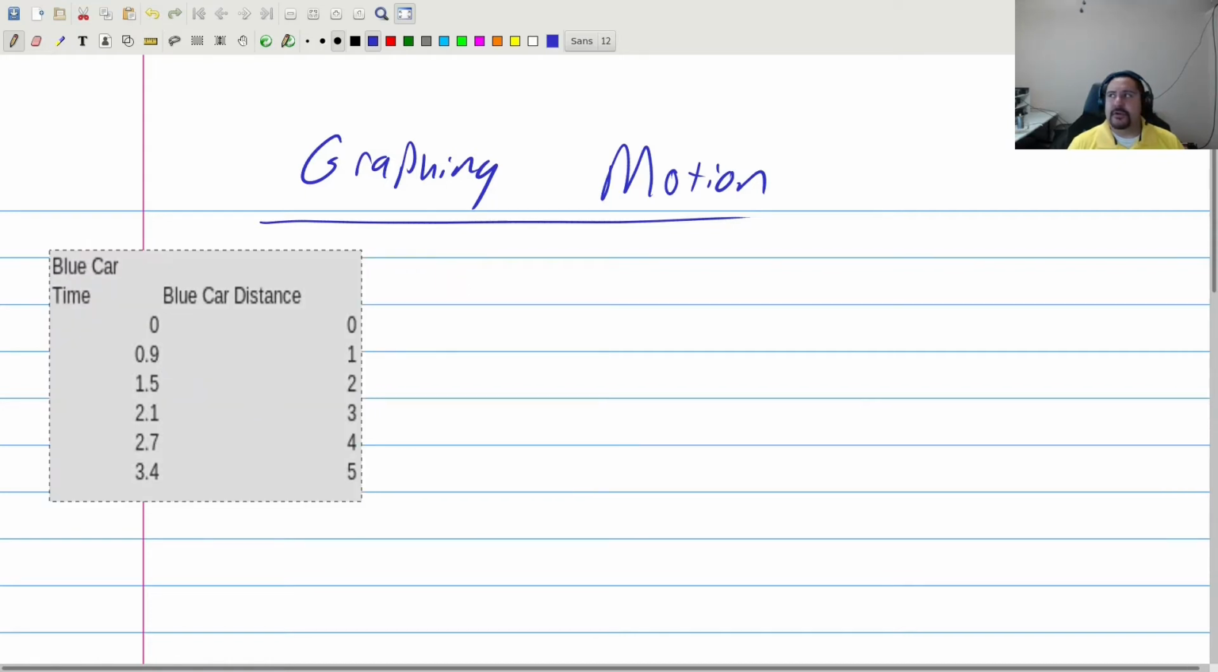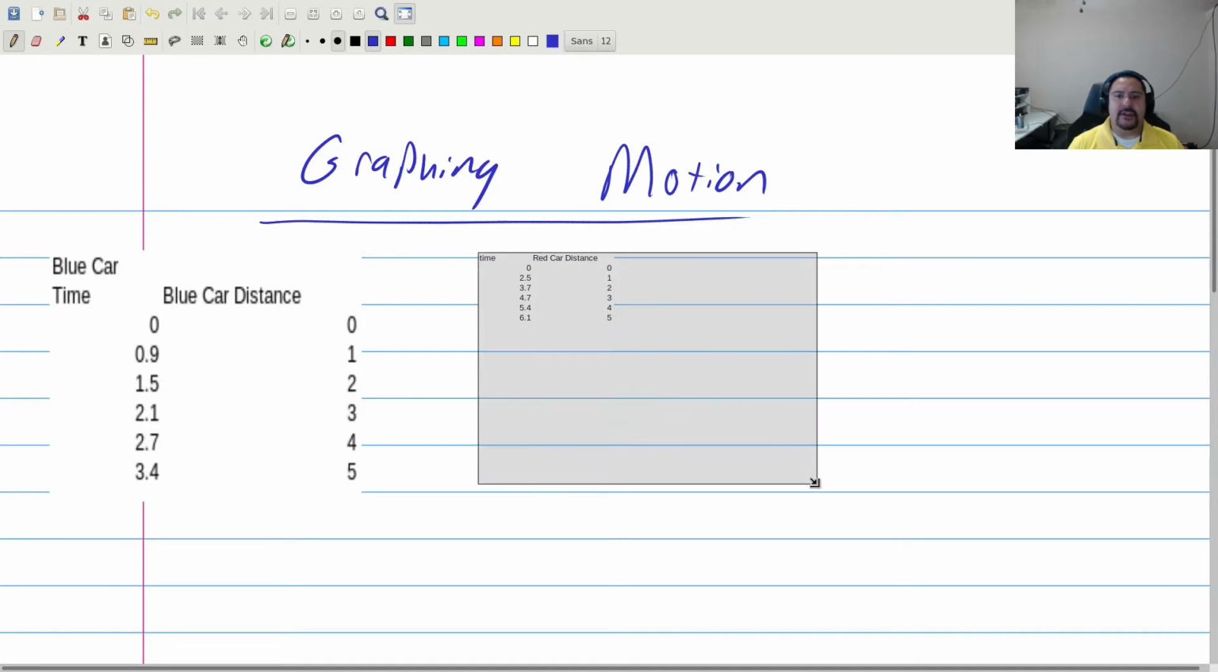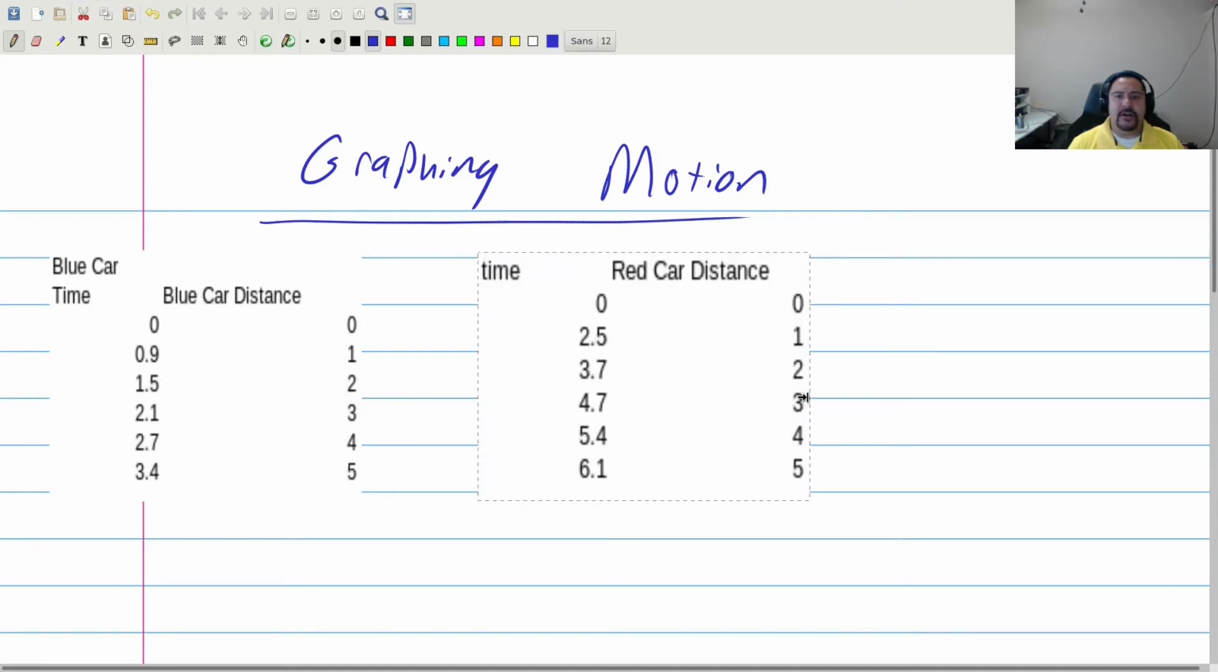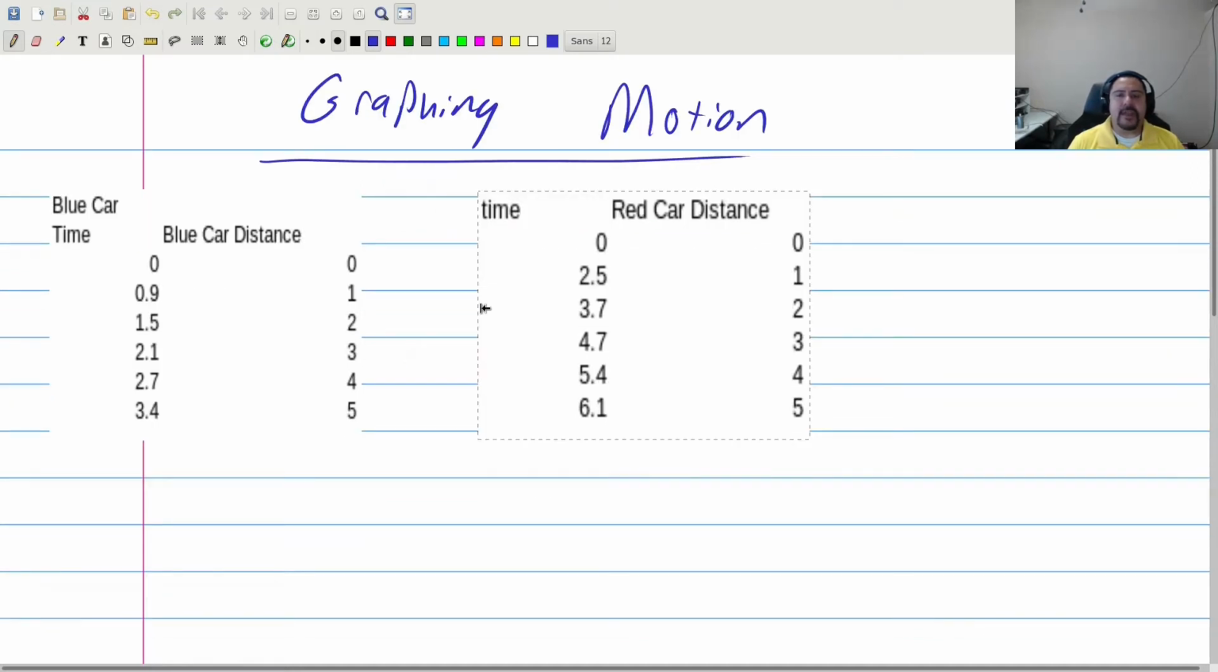So that one's for the blue car. And then I did the same thing for the red car, the one that was rolling down without driving. So the blue car was the one that had the radio control, and the red car is the one that was just rolling down without any power. So it turns out, here are the times, and here are the distances for each of them, the blue car and the red car. Then what I did is I made a graph.